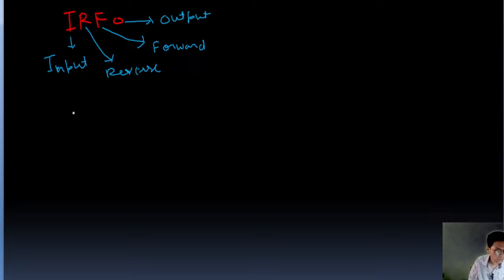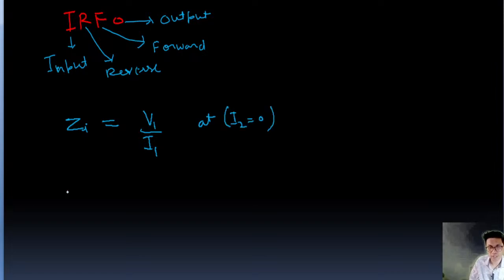Here we need to understand this. We will find the impedances, these are the Z parameters. Zi, Z input, is going to be, this is a formula, guys, you need to note down, V1 upon I1 at I2 equal to 0.